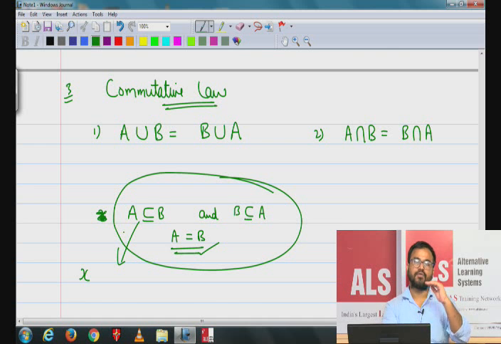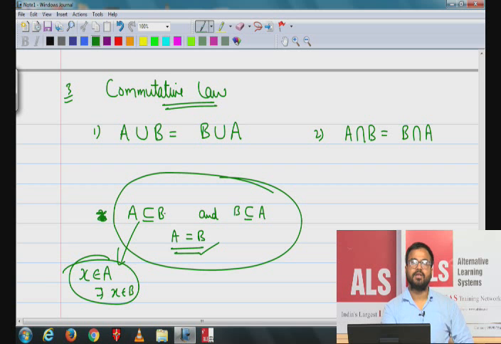How can we prove that A is a subset of B? We will take one element, let's say X belongs to A, and we will prove that this element also belongs to B. If X is an element of A and X is also an element of B, then we can say A is a subset of B. Similarly, in the second case, we will take one element which belongs to B and we will show that X also belongs to A. Therefore, we can say B is a subset of A also. So from these two, we will say both of them are equal. This is the algorithm which we are going to follow.